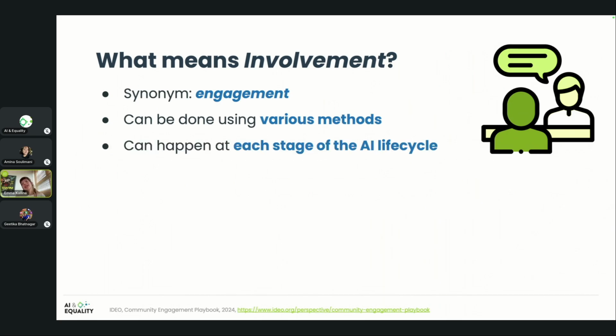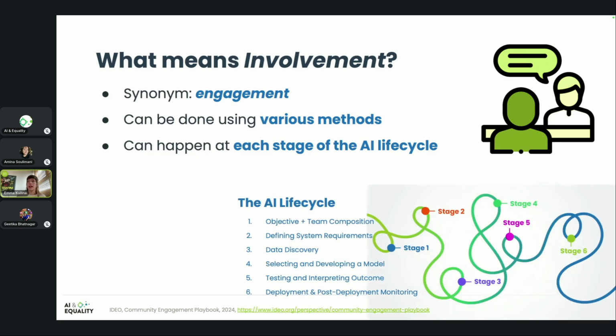But what is really interesting is that this can happen at each stage of the AI lifecycle. In a lot of our other trainings, we talk about this AI lifecycle, and at each of these stages, you can involve communities. You can involve a community in defining an objective of a system. You can ask them during the testing period, is this system transparent to you? You can involve them in data discovery, or afterwards, after it's deployed, you can ask them, that system you're using, does it work for you? So this is all types of stakeholder involvement. And frankly, you should really do stakeholder involvement at each of these stages.